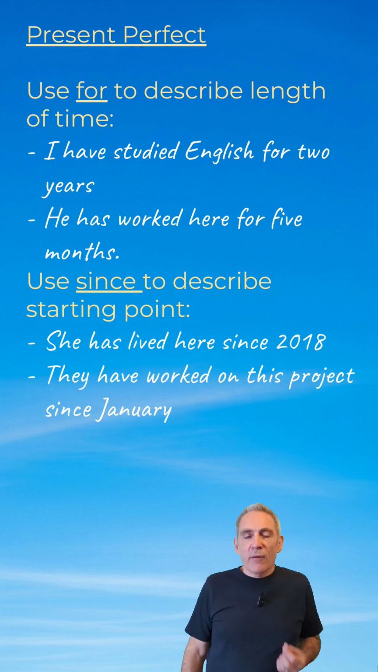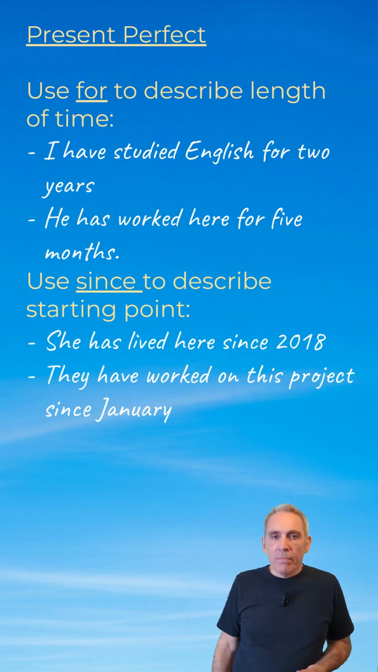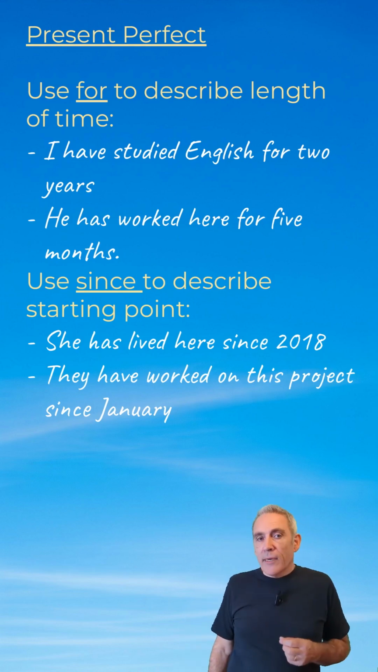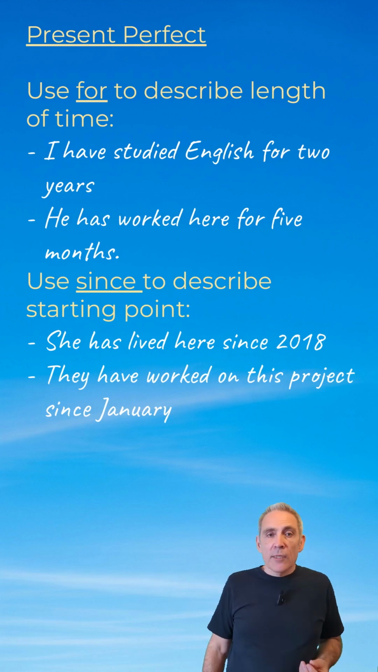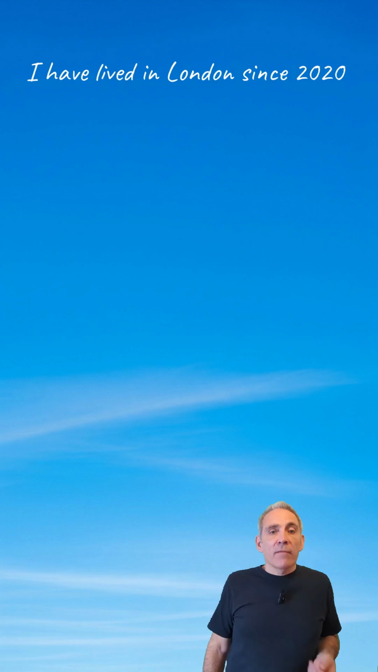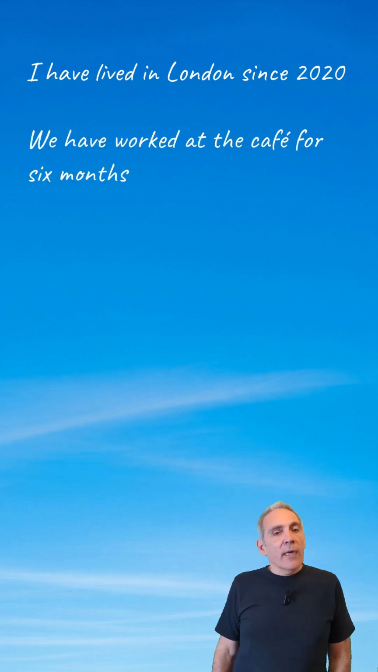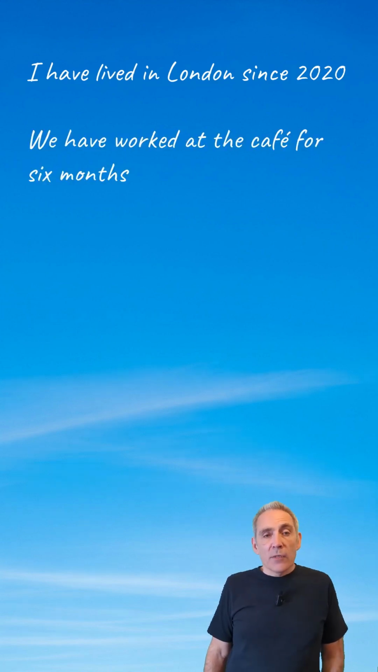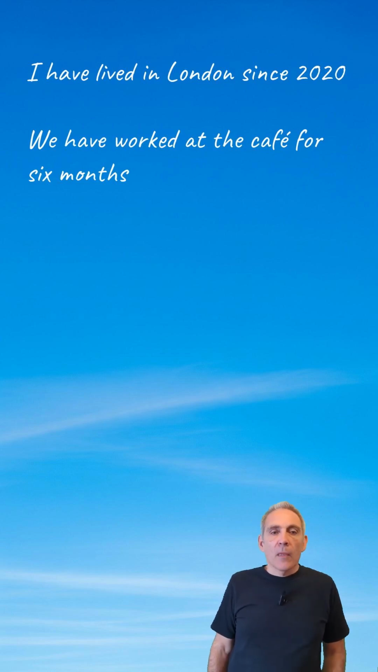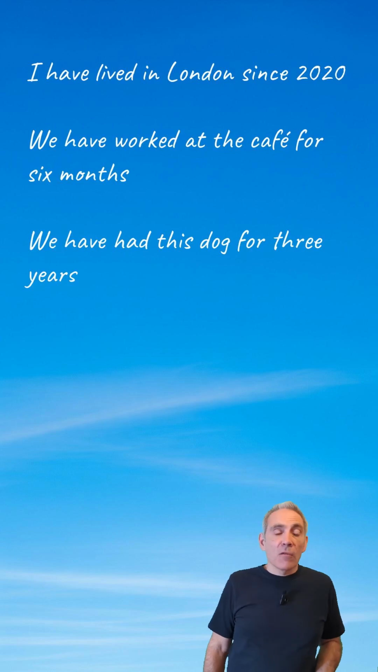Part 5, Real Life Practice. Now, let's use the present perfect in real-world situations. Repeat after me. I have lived in London since 2020. We have worked at the cafe for 6 months. We have had this dog for 3 years.